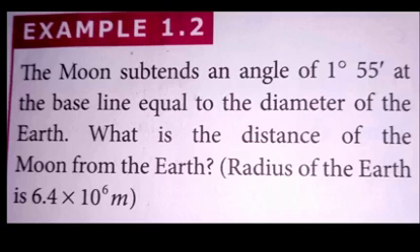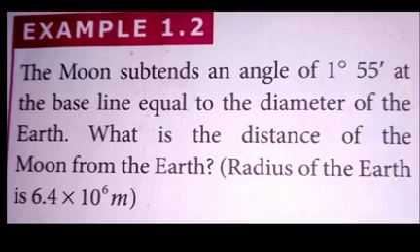Now coming to the second problem, example 1.2. The moon subtends an angle of 1 degree 55 minutes at the baseline equal to the diameter of the earth. What is the distance of the moon from the earth? Also they have given the radius of the earth is 6.4 into 10 power 6 meter. Students, we have to find the distance between the moon and the earth.